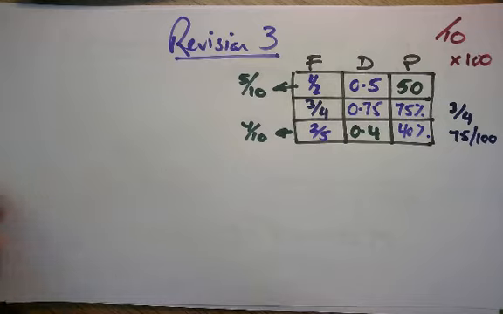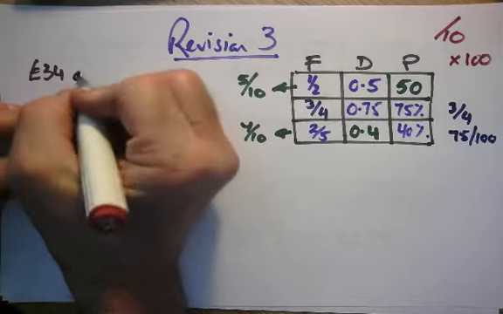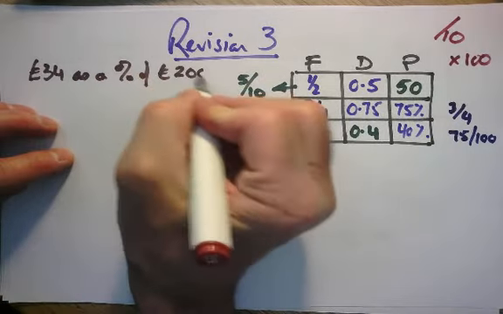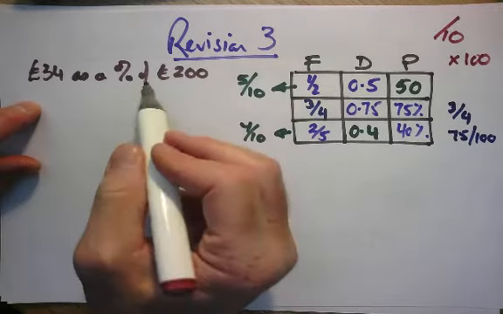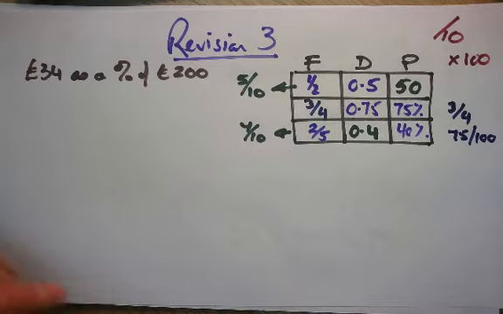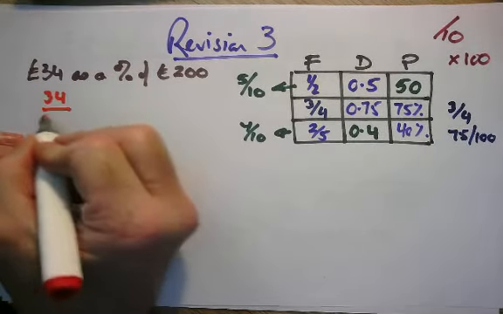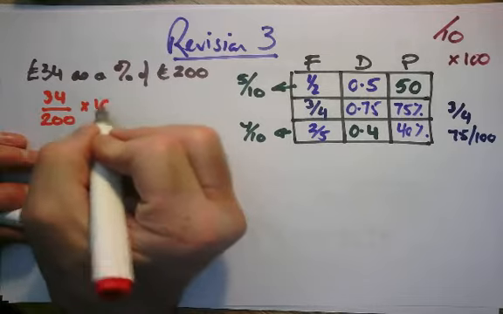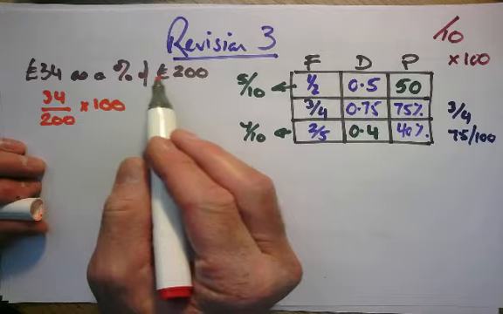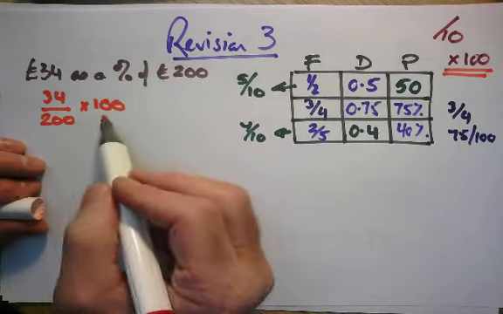The next question says work out £34 as a percent of £200. Now, as a percent of. So what I need to do is I need to do 34. Hopefully you can work this out in your mind. 34 divided by 200 times 100. Because I'm doing it as a percentage of that. So of is divided by, and then percentage, as we said, times by 100.